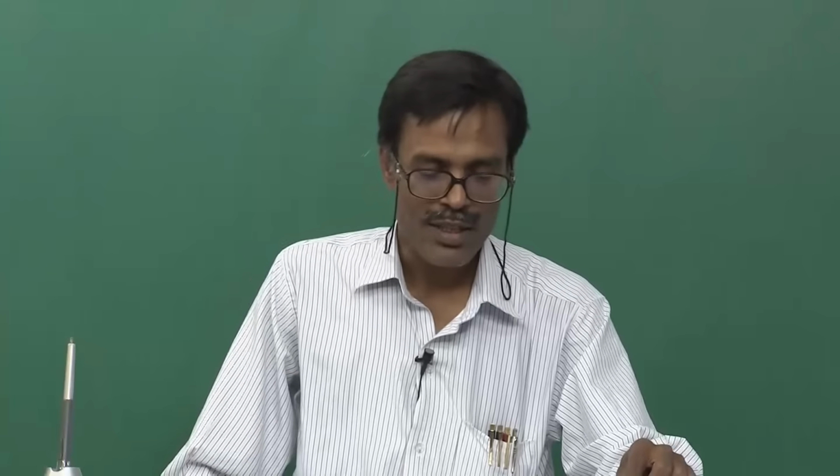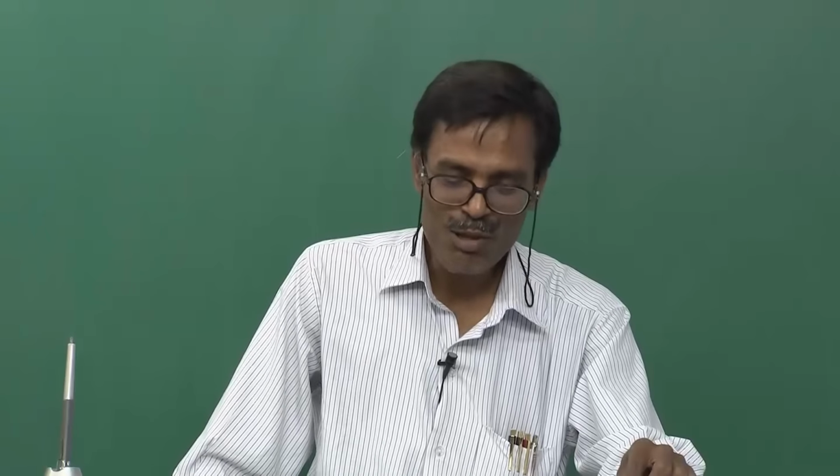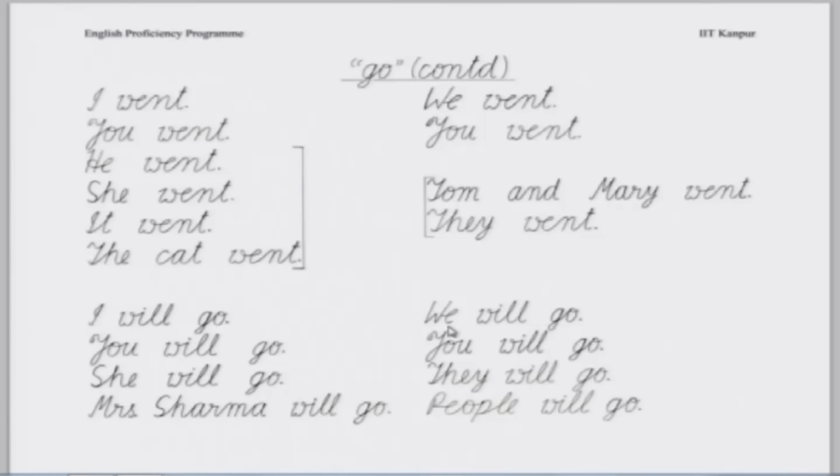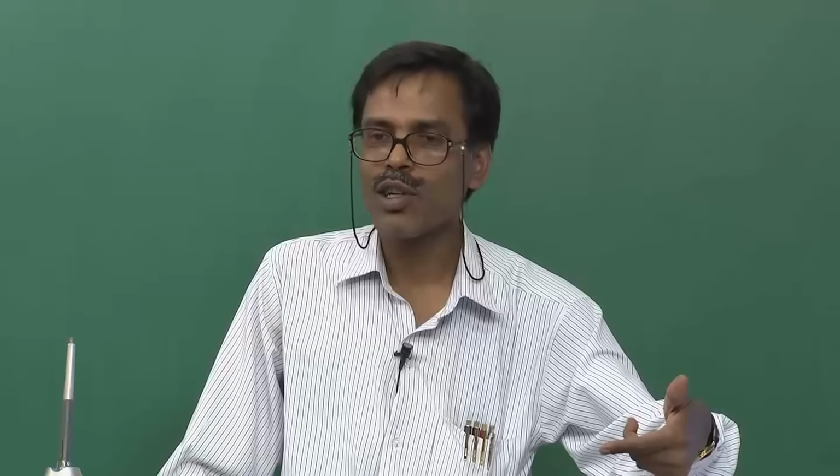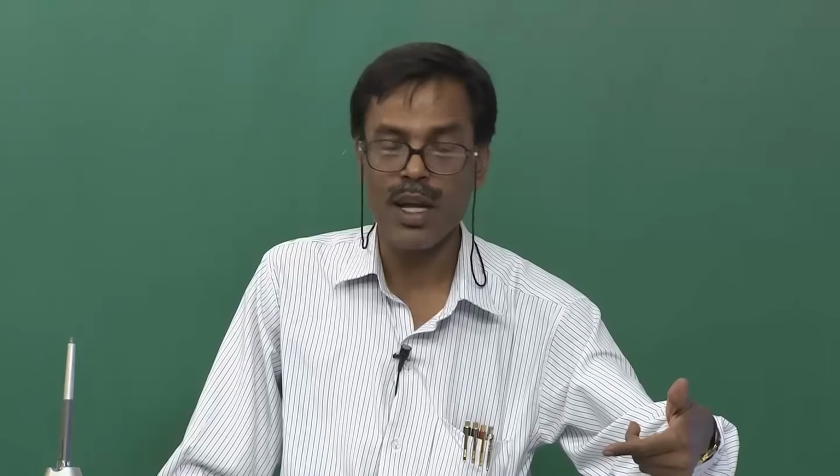So, continuing on this will and shall discussion, when there was this idea of shall being used with I and we, we used to use will as a forceful form. That's right. So that also goes. When the rule was that with I and we use shall, and for others we use will, when that rule was prevalent, at that time the reverse was used in order to express emphasis.